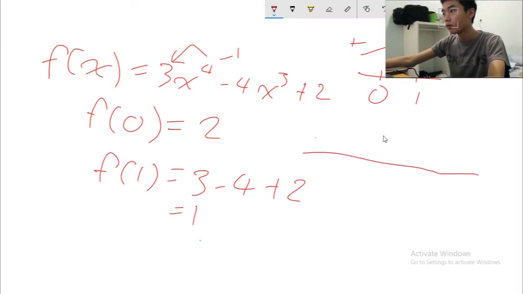If we plot this into a graph, the first one is 0 and the y is 2, which means the point is over here, and the next one is 1, which is here, and the y is also 1, which is around here. This is how the graph would look like.